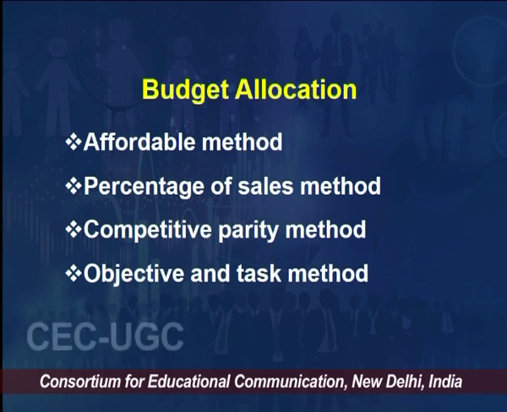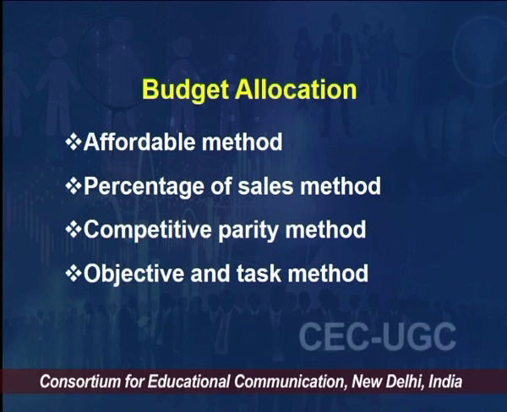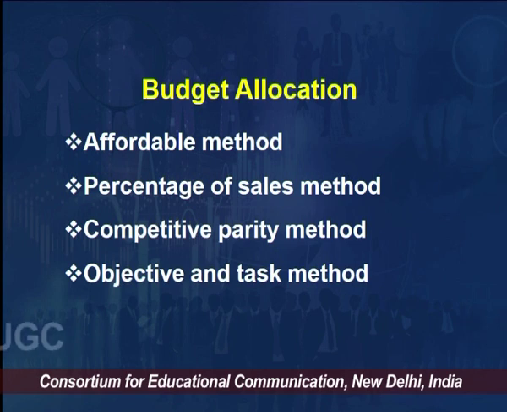The fourth one counters, or maybe provides you a solution to, the limiting aspects that are there in the above three methods. So, the fourth method of budget allocation is the most objective way of allocating your budget, and this is the objective and task method. Now, what do you do in the case of the objective and task method?